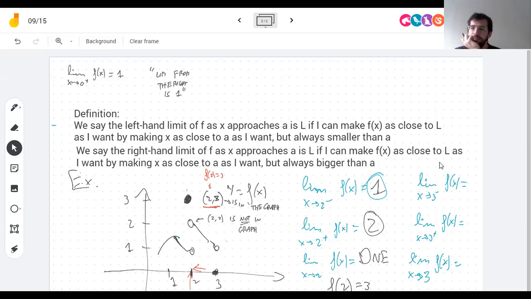So if it is just a point, the limit doesn't exist. You mean if the graph was just a point? If the graph was just a point, the limit, yeah, I would say you can't even compute it.